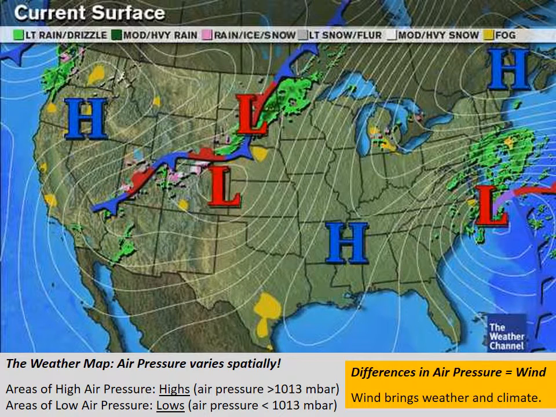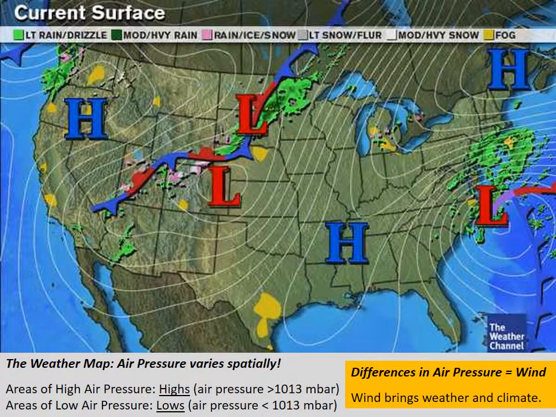Right, it all starts with a pressure map. It all starts with a basic weather map. And when you look at the weather map, this happens to be the one from the Weather Channel, you really see a few important things that help us figure out what's going on. Right, we see differences in air pressure.